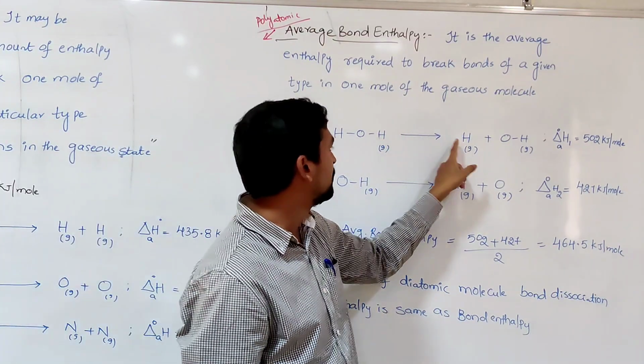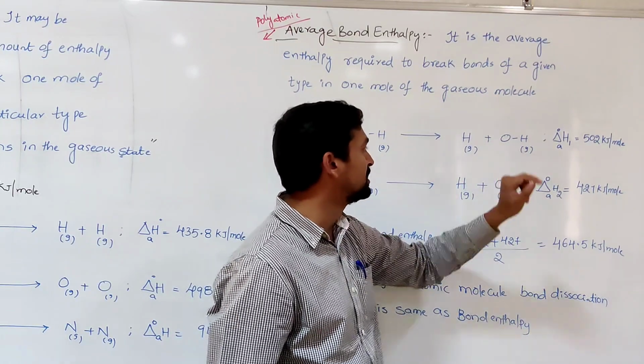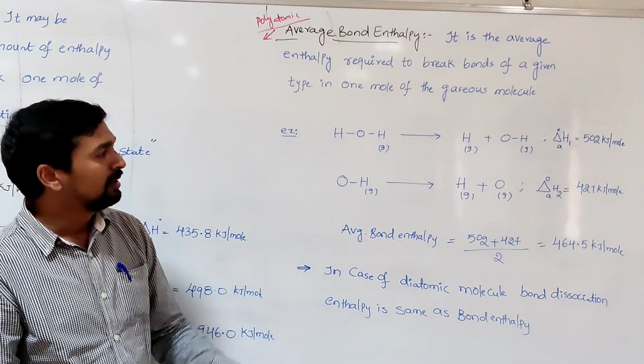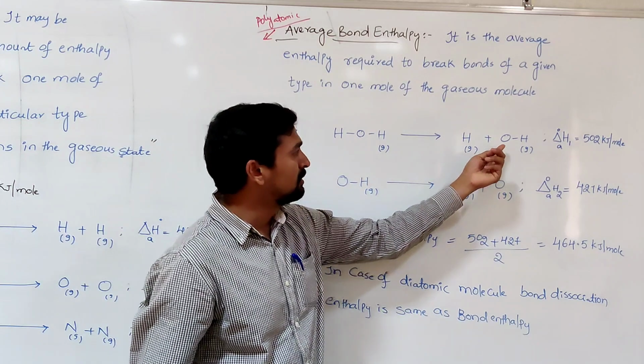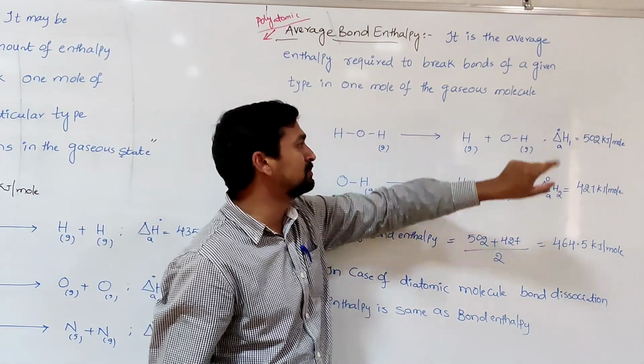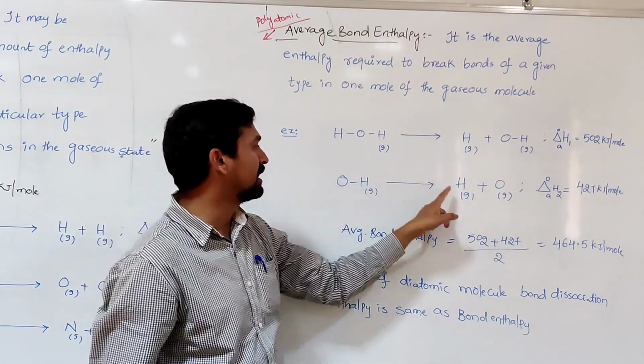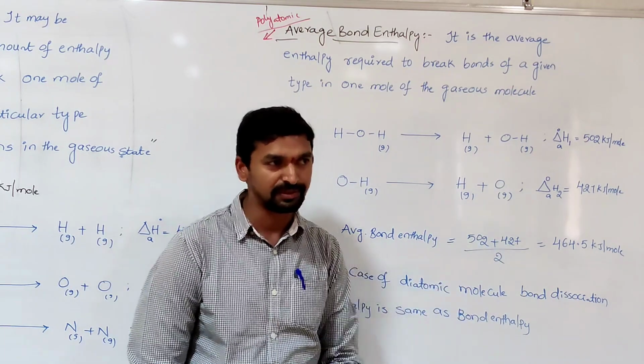Then we get H and OH, when hydrogen is moved away and OH is left. From that one I want to break one more OH bond. So this is what I want to break now. Then I can get H gas and O gas.